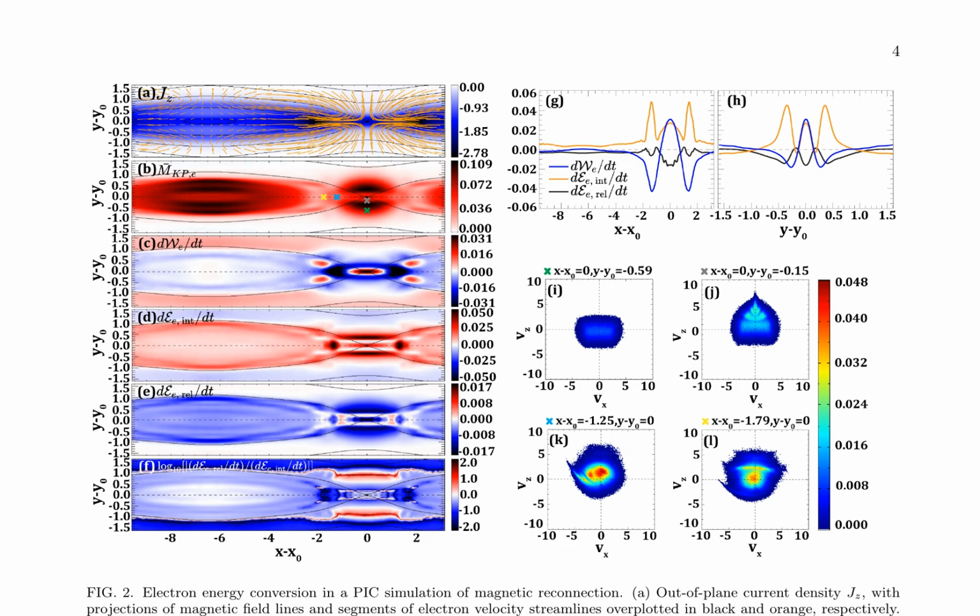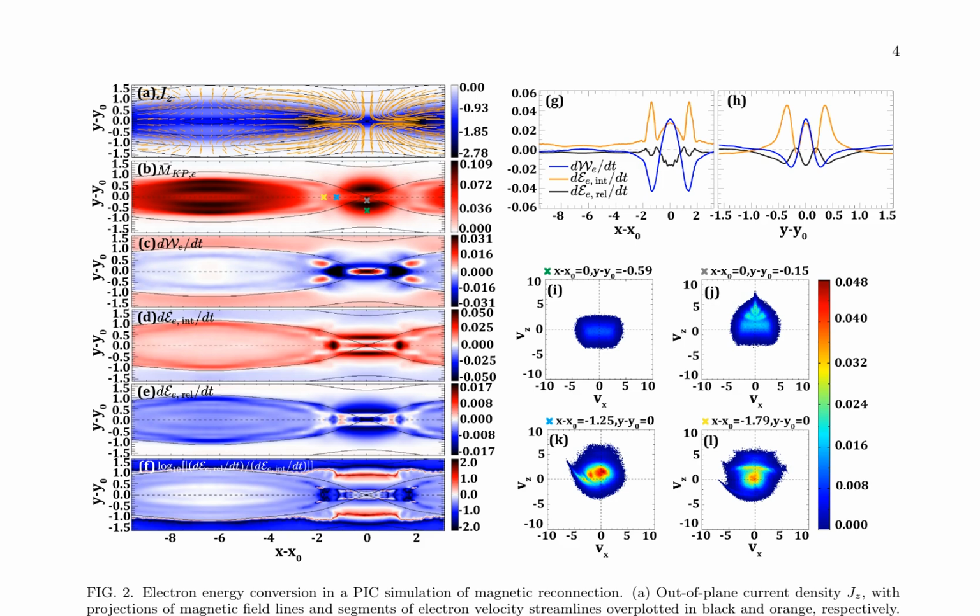The electron entropy-based non-Maxwellianity, MKP, E, is also depicted. Panels C, E display the time rates of change per particle of work dWe/dt, internal energy d_int/dt, and relative energy d_rel/dt, respectively. The ratio of the relative energy rate to the internal energy rate is presented in panel F, highlighting the significance of relative energy in certain regions.